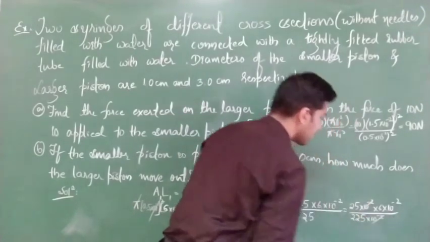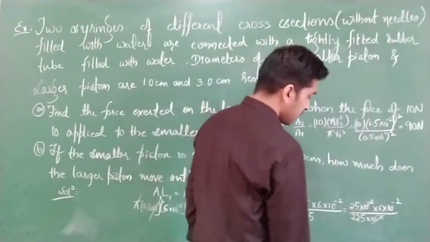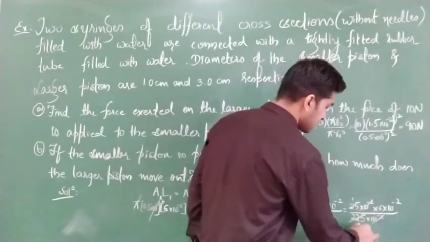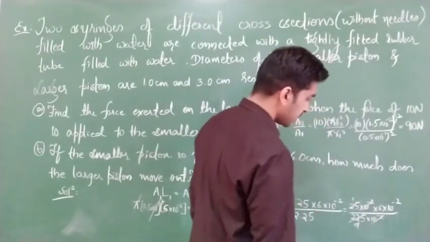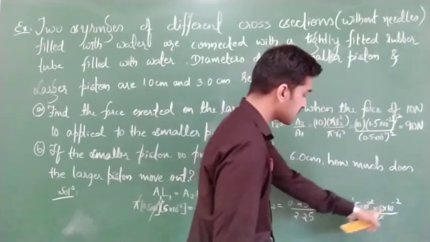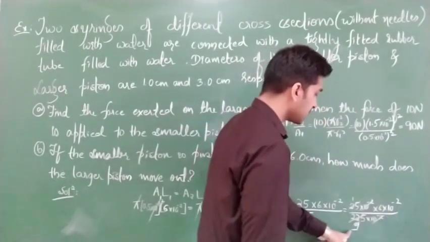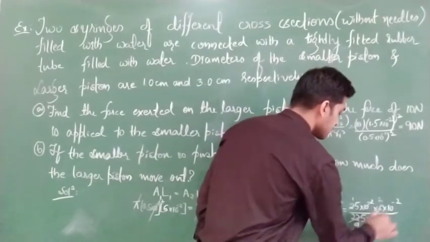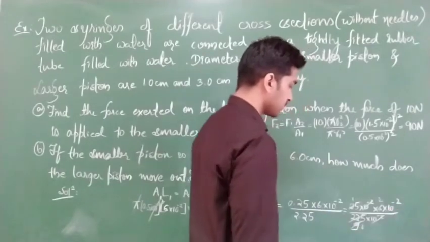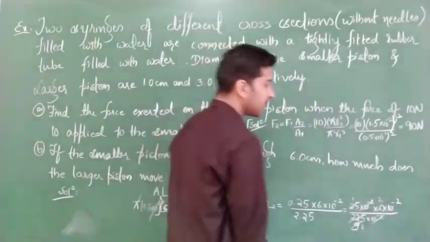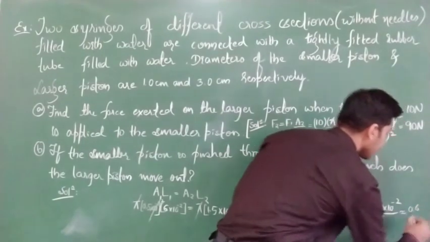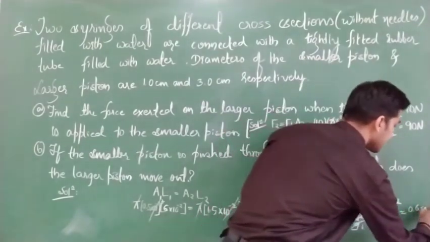So minus 2 will get cancelled. 25 1s are 25, 25 9s are 225, correct? Next 6 by 9. 3 2s are 6, 3 3s are 9. So 2 by 3 into 10 to the power of minus 2. So if you calculate 2 by 3 means approximately equal to 0.6. Okay, into 10 to the power of minus 2 I can write it as centimeter.